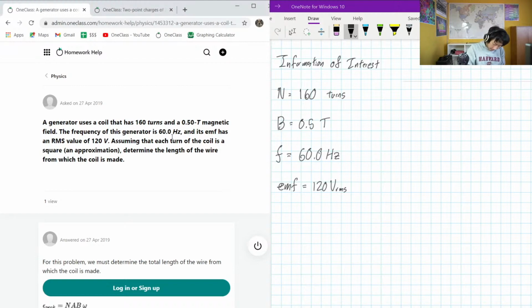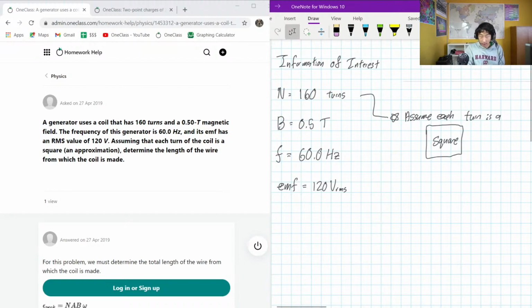And something of interest about these turns is that we assume each turn is a square. And that is definitely a square. That's not a rectangle. Don't worry about that. Okay, so we have to determine the length of the wire.